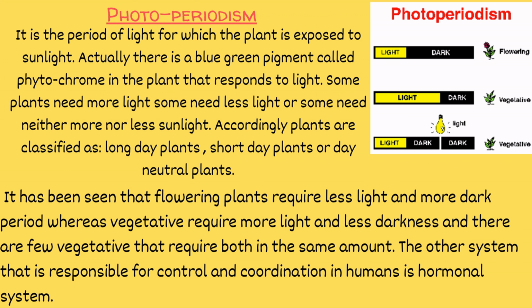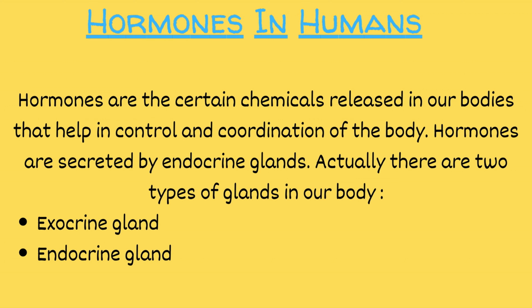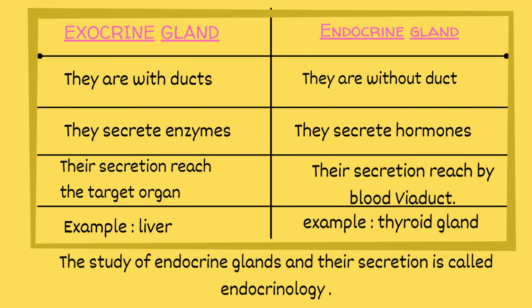The other system that is responsible for control and coordination in humans is the hormonal system. Hormones are certain chemicals released in our bodies that help in control and coordination of the body. Hormones are secreted by endocrine glands. Actually, there are two types of glands in our body: exocrine glands and endocrine glands. Exocrine glands have ducts, they secrete enzymes, and their secretion reaches the target organ. Example: liver. Endocrine glands are without ducts, they secrete hormones, and their secretion reaches by blood. Example: thyroid gland. The study of endocrine glands and their secretion is called endocrinology.